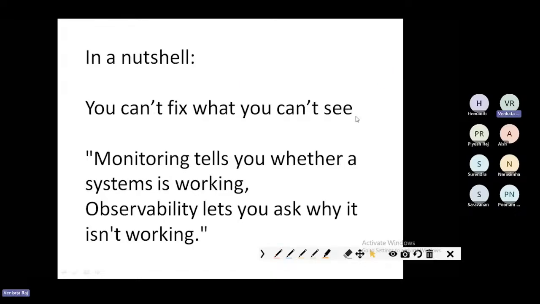So we'll move to the next one. Any questions till now? Are all of you clear on the fundamental concept of monitoring and observability, and how they are different from each other? Yes or no, everyone?